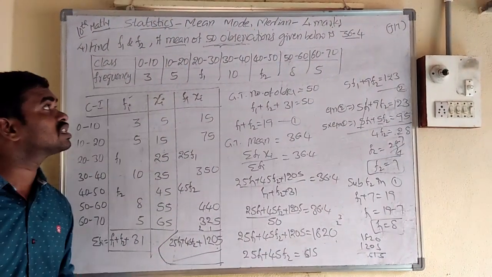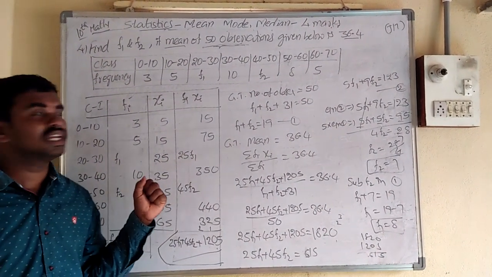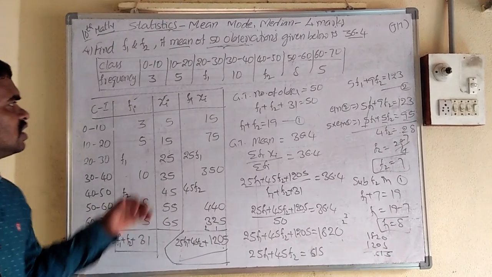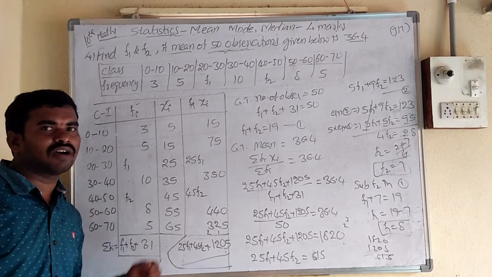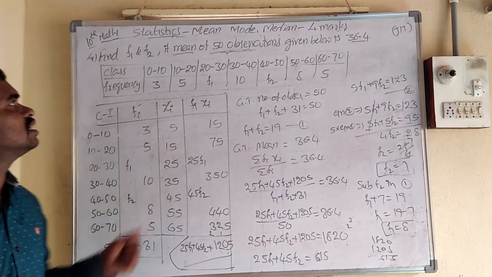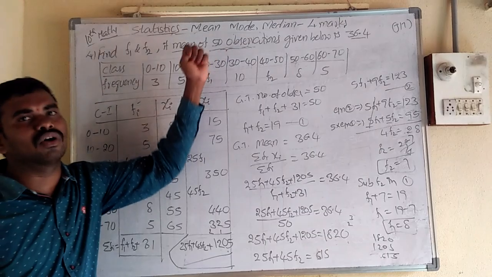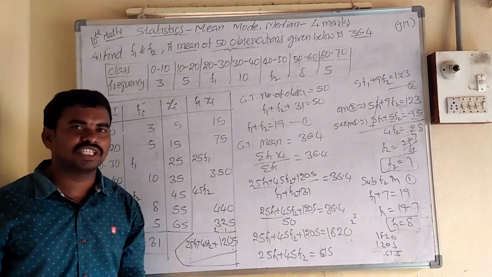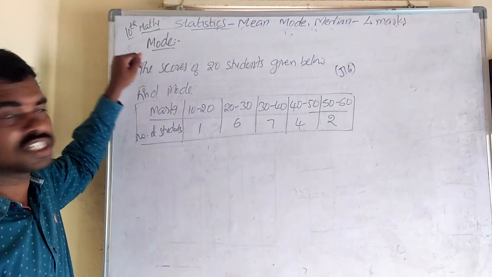Focus on this mean, especially the step deviation method, which is most important. That is easy. We have to learn this also after that. Next, the second concept, mode and median. Those are very simple and very easy. Let us see how easy it is. Okay, 4 marks questions. Mode.